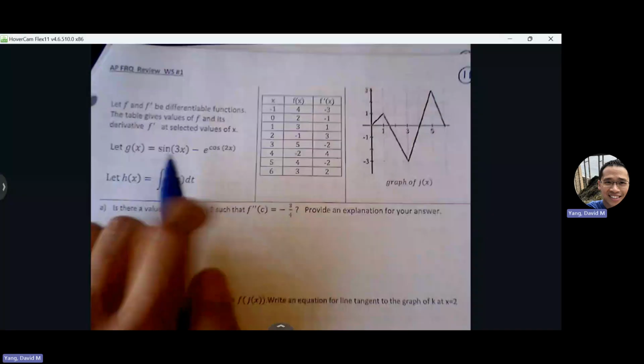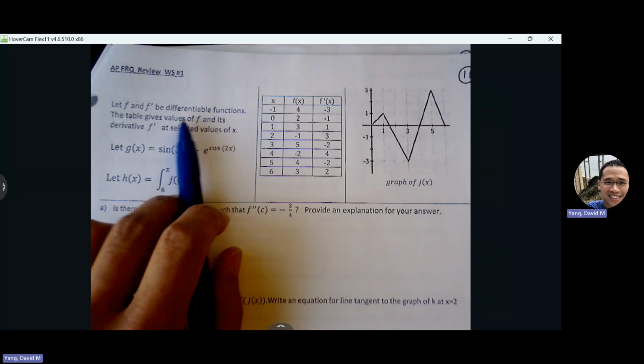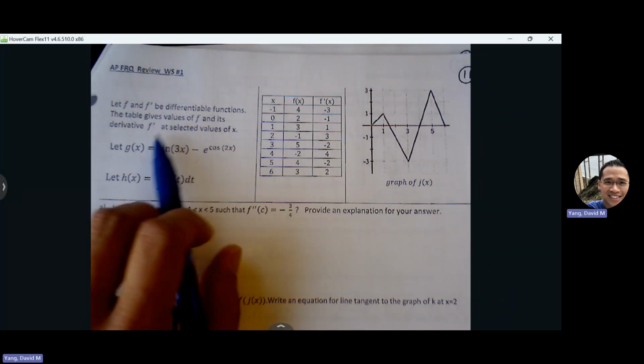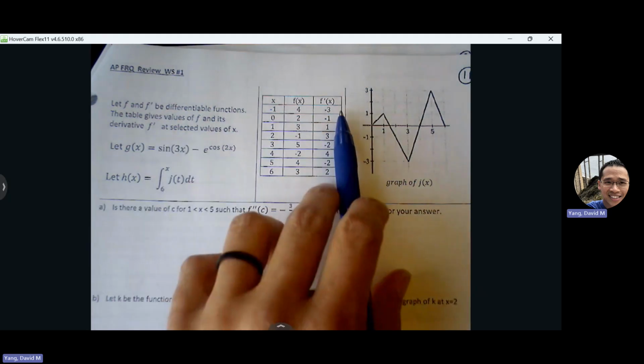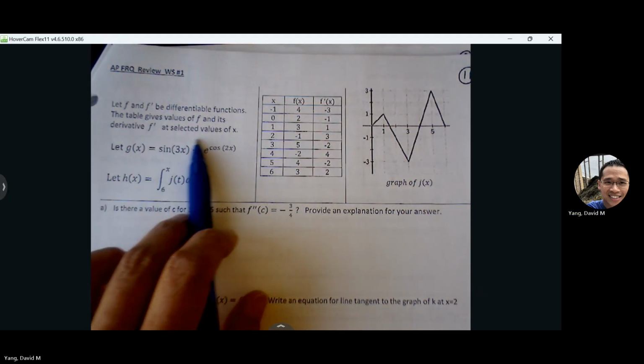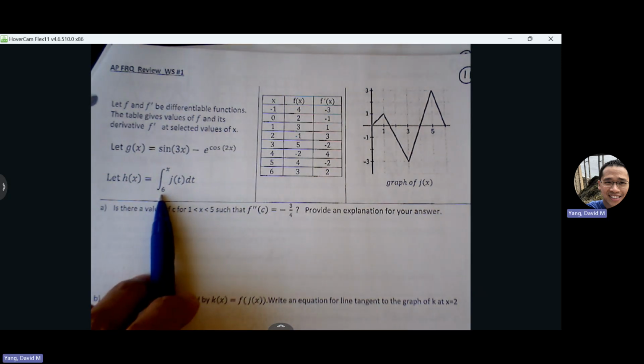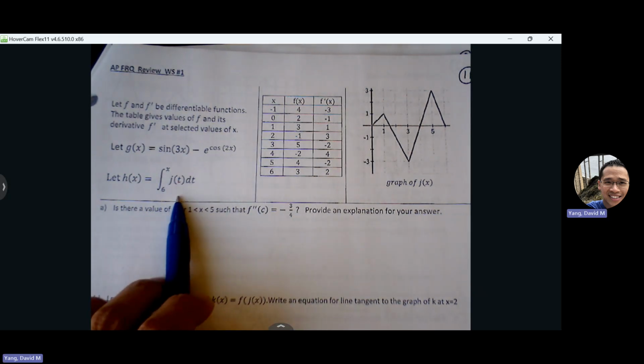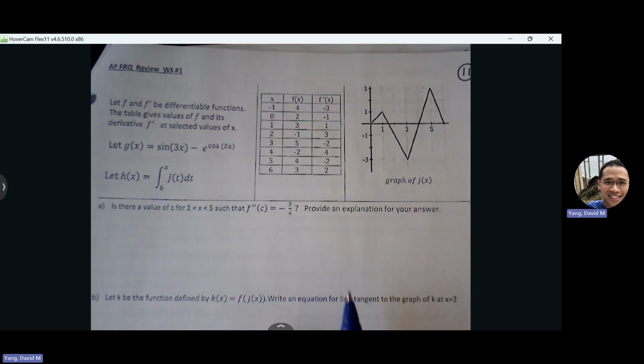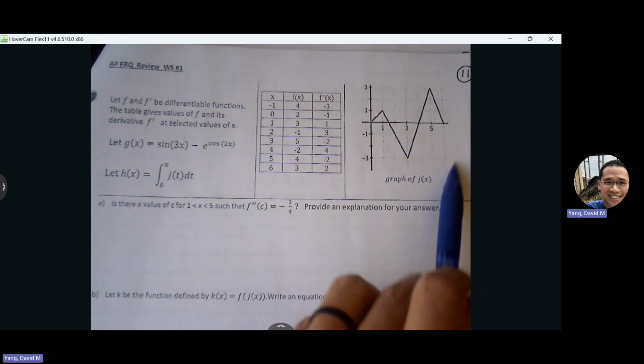All right. So let f be a differentiable function. The table gives values of f and its derivative f prime. So we have f and f prime, and then we have selected values of x. G of x is defined as a function. H of x is the integral from 6 to x of j of t dt. We'll talk about that. And then we have a graph of j of x.